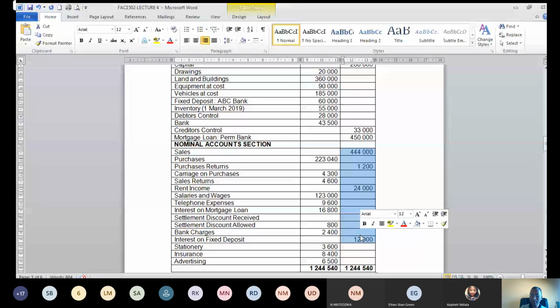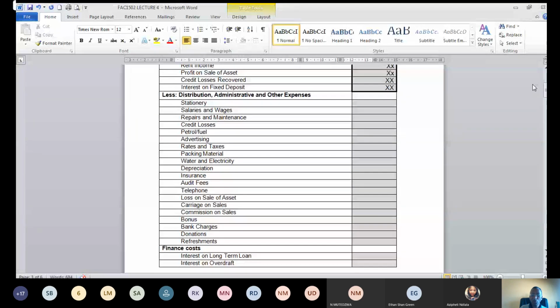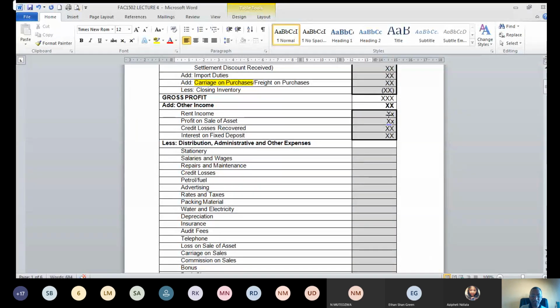So back to the format now. If you are now going to speak about your other income, it will then only consist in this exercise of two items there. Remember, income accounts have got credit balances. So from your list of accounts or from your trial balance, you are looking for nominal accounts with credit balances, because that is your income.